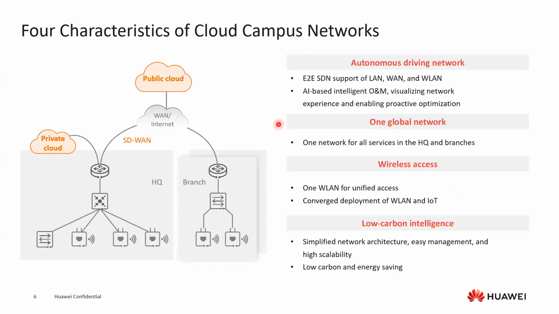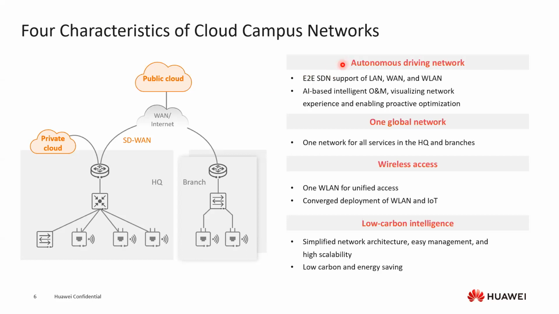So just to now we have seen the 4 challenges. What we go through are the 4 characteristics of cloud campus networks. Now, cloud campus networks are designed for the cloud era, and they must have these 4 characteristics to qualify as a cloud campus network. The first one is autonomous driving network.